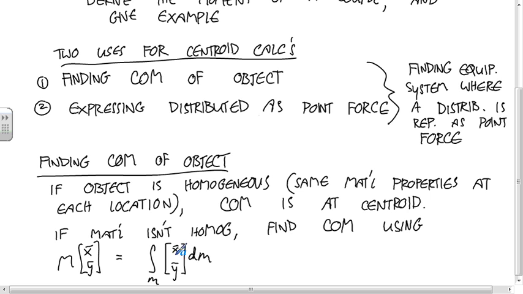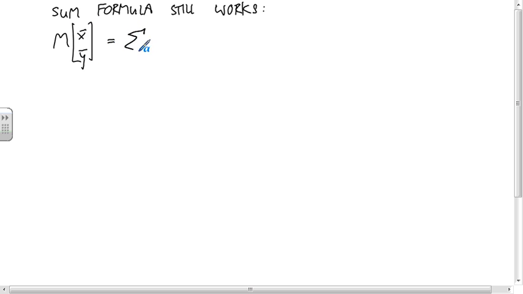All the ways of breaking it up still work, so you can still do it as a sum. So the sum formula still works. The total mass times the center of mass is equal to the sum for i equals 1 to n of the individual mass times the center of mass of the individual piece. And if you're doing it in 3D, you can do it with three components the same way.